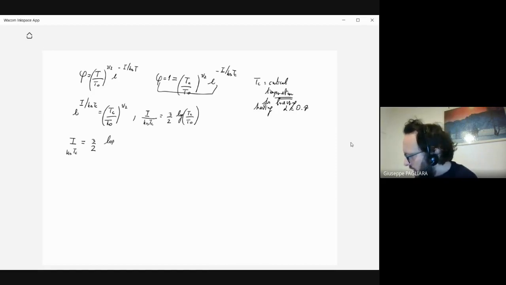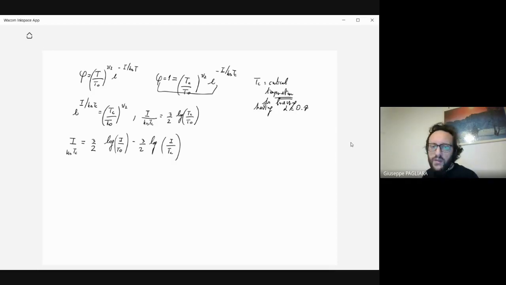Let's introduce I log of I divided by T0 minus 3 alpha, the log of I divided by Tc. Let me check if this is correct. I have just introduced a factor of I in the numerator and the denominator of this.